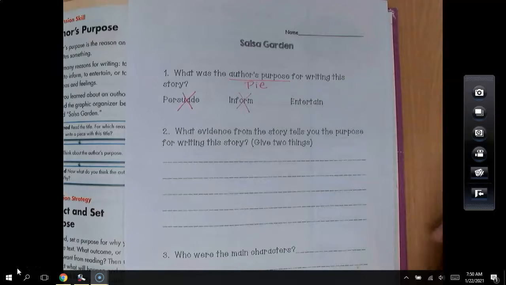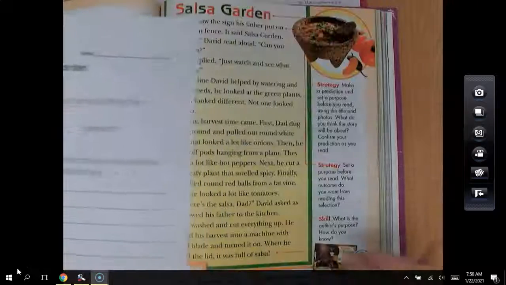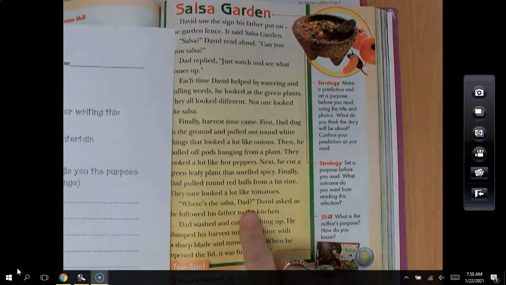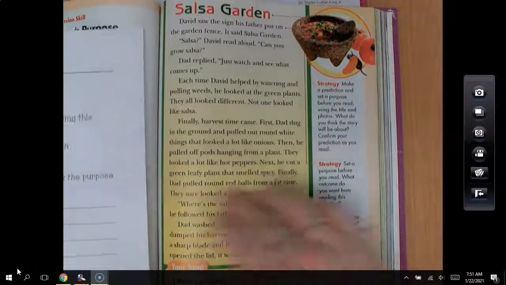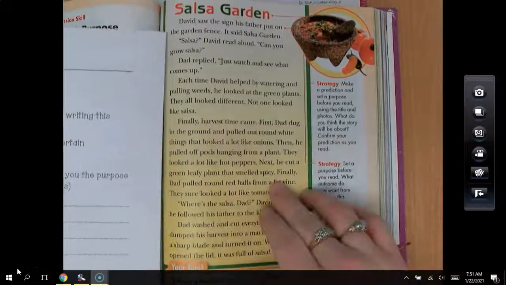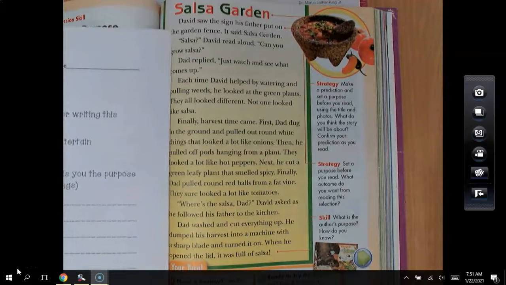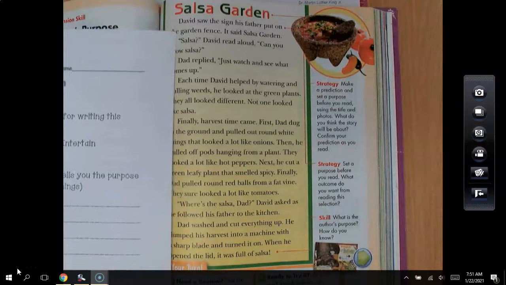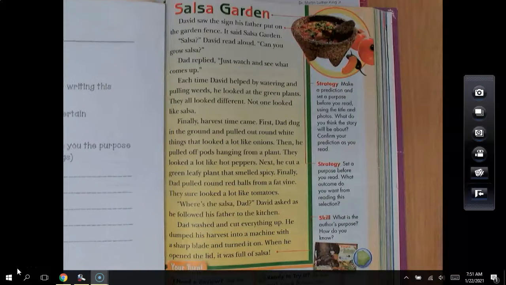Now let's look at entertain. Well, I know that entertaining has a lot to do with fiction books. And I know that entertaining has to do with characters, setting. And I do know that entertaining makes us have some enjoyment. And I did kind of laugh a little bit when it says, "Where's the salsa, Dad?" And I'm thinking because after harvest time, the boy David thought that there was just going to be salsa automatically. So it did kind of make me chuckle a little bit.